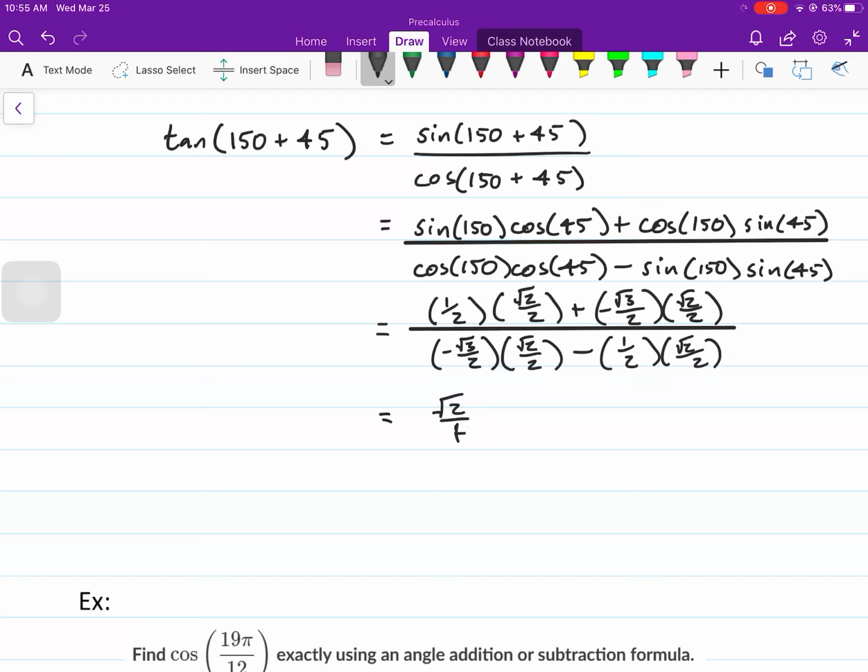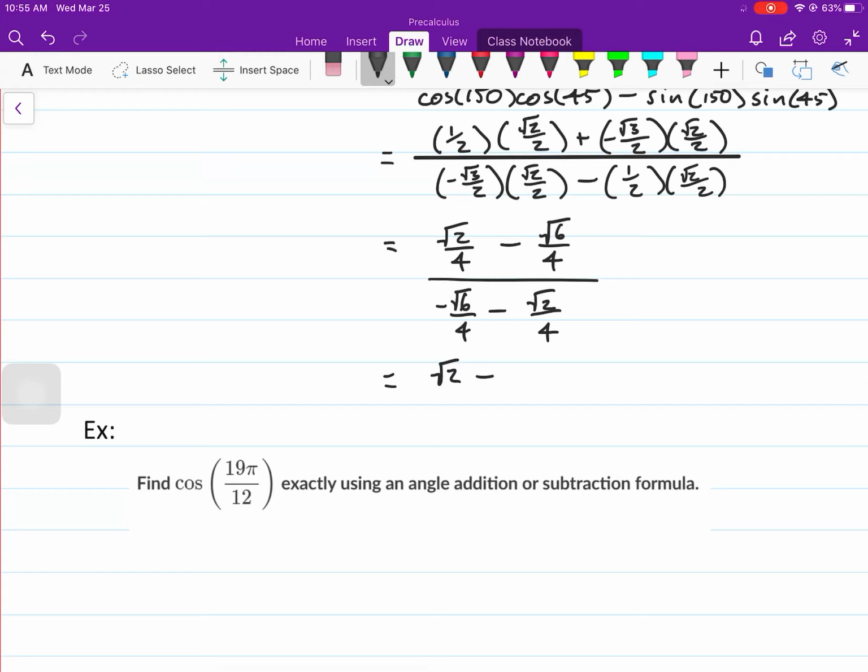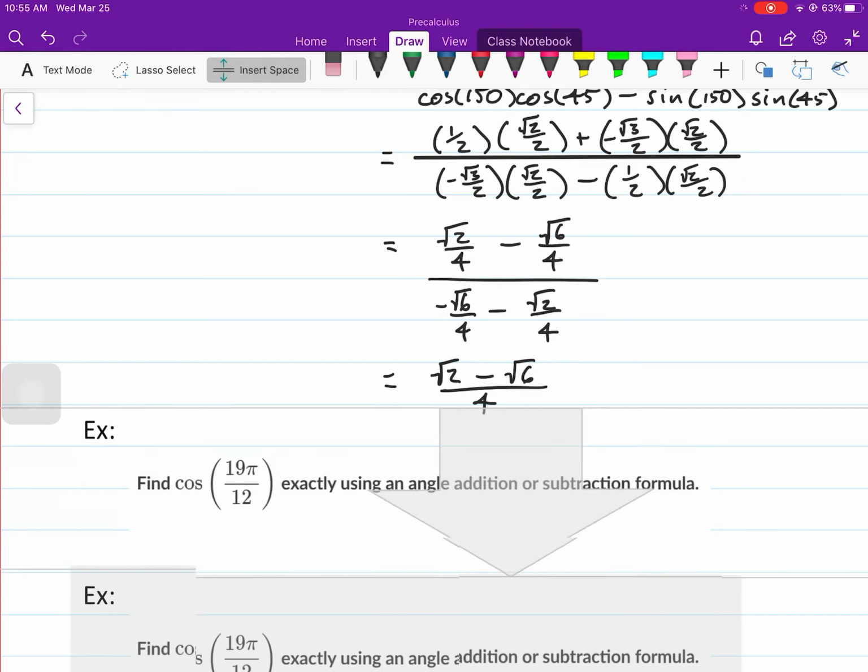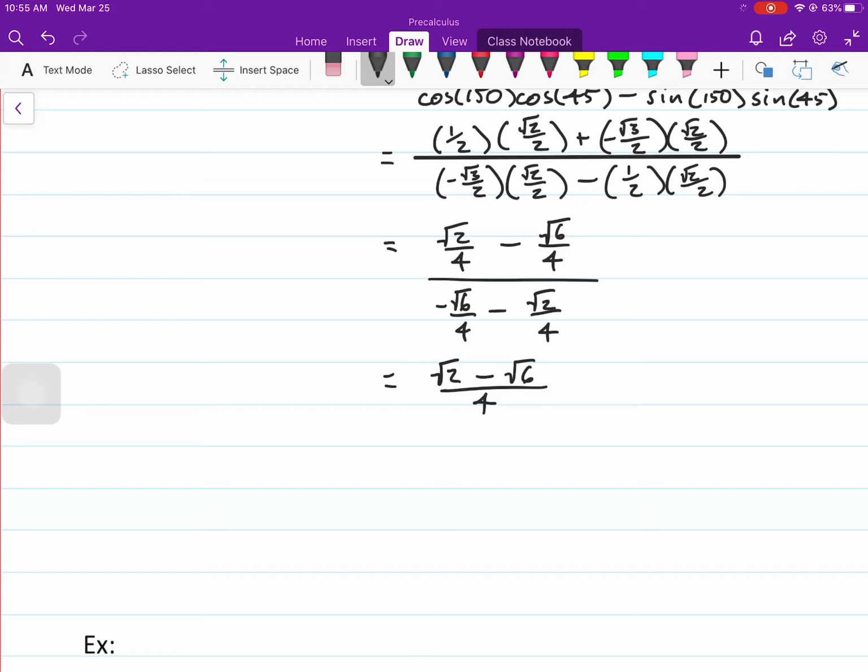Well, square root of 2 over 4 minus, because we have that negative there, negative times a positive, it's negative, square root of 6 over 4, over negative square root of 6 over 4 minus square root of 2 over 4. So simplifying this, we can combine those numerator fractions to have square root of 2 minus square root of 6 over 4. Let me add a little bit of space here. And then on the bottom, we'll have negative square root of 6 minus square root of 2 over 4.